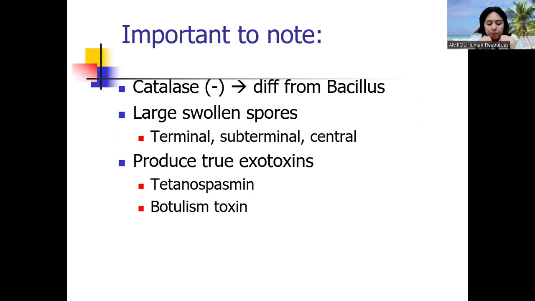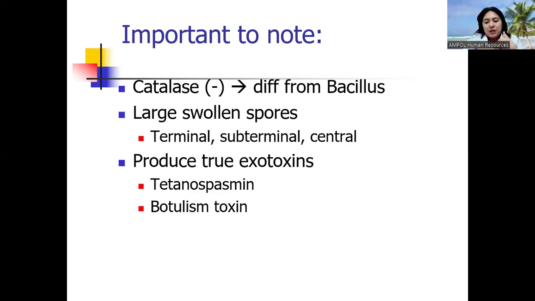The Clostridium spores are swollen, compared with Bacillus, whose spores are centrally located. Clostridium spores are either subterminal, central, or terminal. They produce true exotoxins.